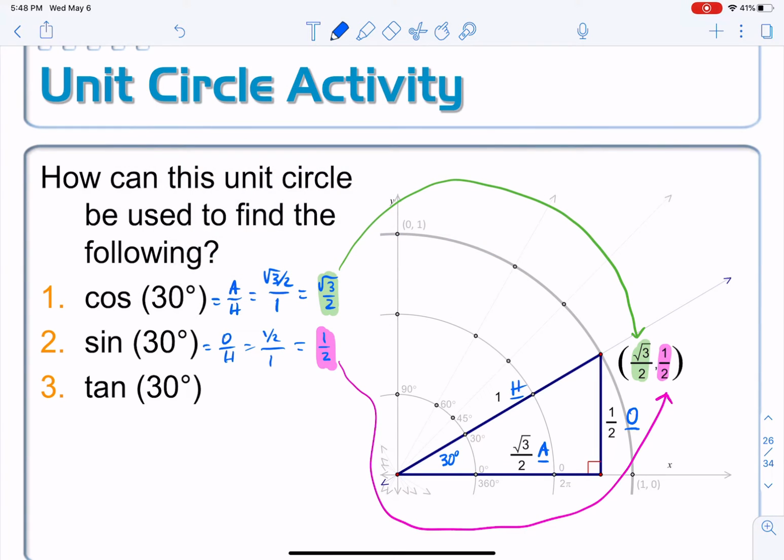The tangent, finally, is supposed to be the opposite over the adjacent. Opposite over adjacent is, my opposite side is 1/2, and my adjacent side is the square root of 3 over 2. I'm going to highlight these the same exact colors, because this square root of 3 over 2, that was the wrong color. This 1/2 on the top is the same thing as the 1/2, my y-coordinate. This square root of 3 over 2 is the same thing as the x-coordinate that I have right over here.